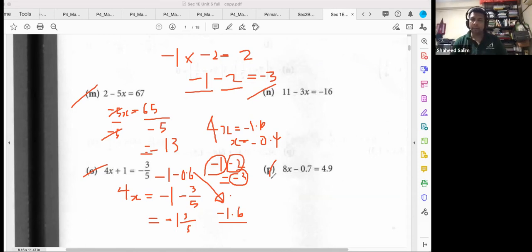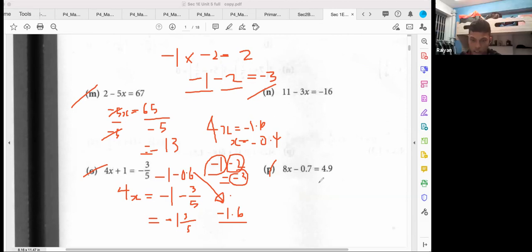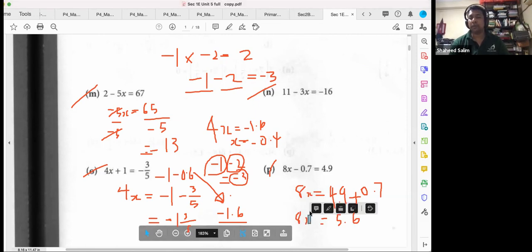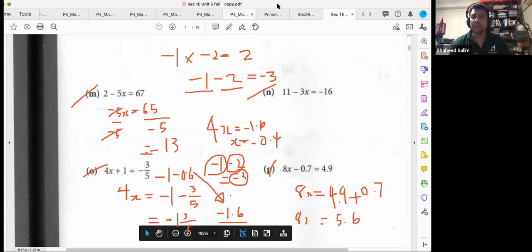Ken? Oh, you send it. Sorry? Is it 5.8? 5.8. X, okay, so 8x here, you bring 0.7 over, it becomes plus 0.7, right? Correct? Minus become plus. So this one becomes what? 5.6, right? 8x equals to 5.6. Correct. So 5.6 is 8x. So what is x? You just divide by 8. And you will get 0.7, I think.